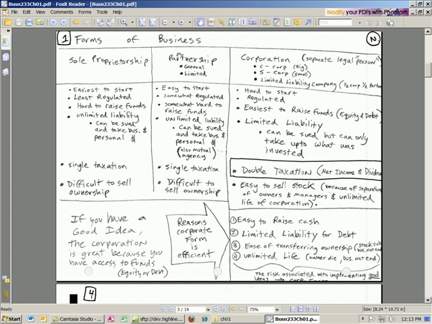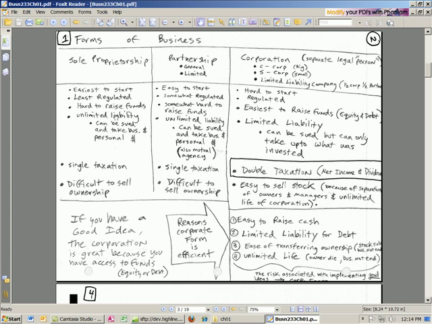Forms of business. There's all sorts of different forms, but the basic ones are sole proprietorship. Hey, just one person owns a company. Partnership, more than one person. And corporation. Here are some of the aspects of a sole proprietorship. It's easy to start. You just start one. Least regulated. It is hard to raise funds, though. Imagine if you go to the bank and say, hey, can I borrow some money? Whereas if you're a big corporation, you have an easier time getting funds.